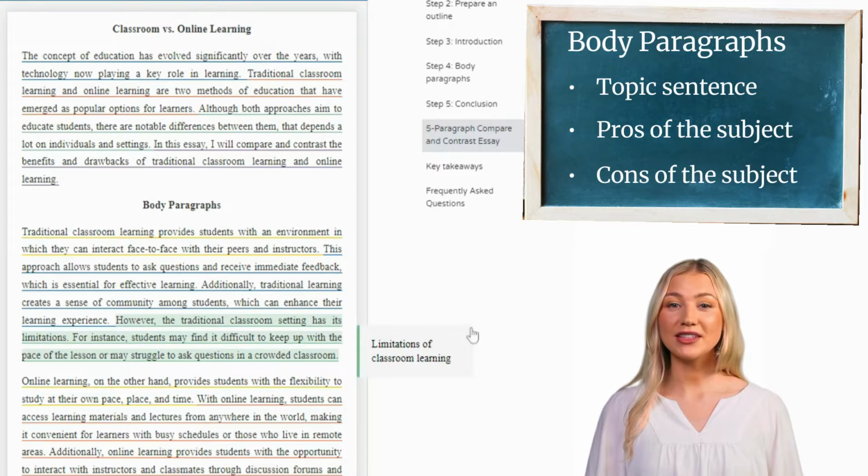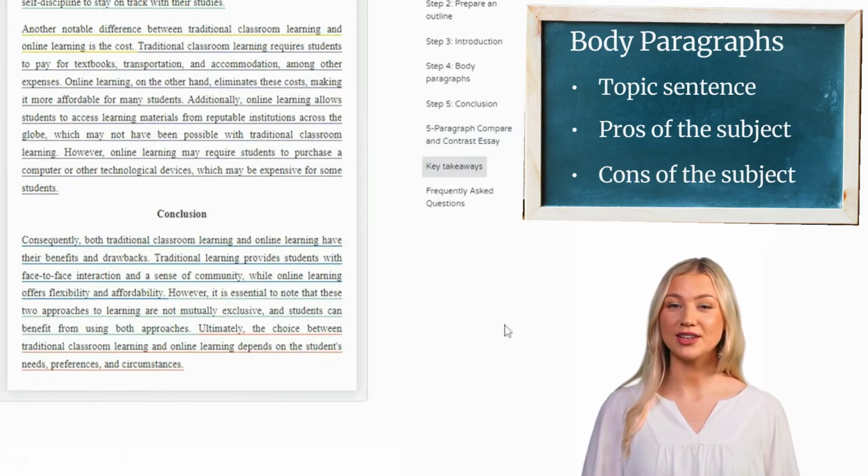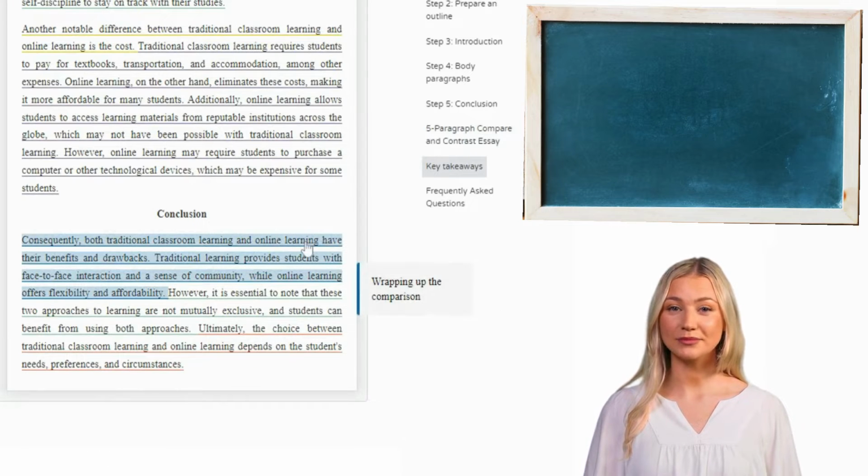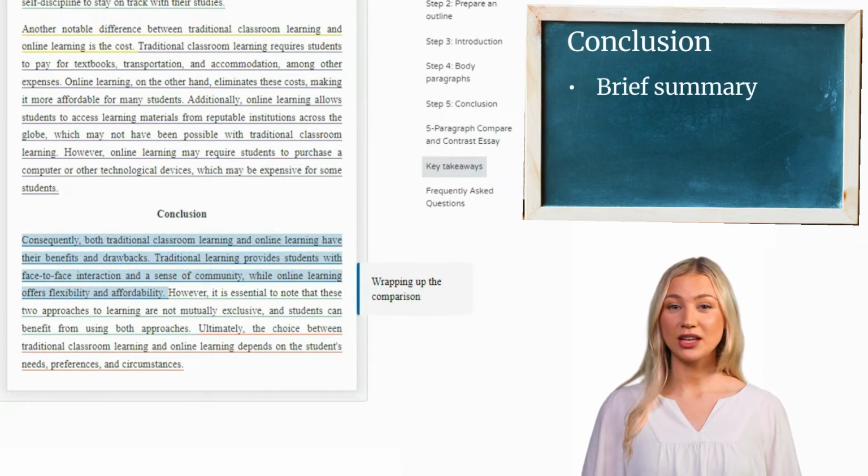The writer follows the same path for online learning. So let's jump to the conclusion. The conclusion starts with a brief summary of the comparison. Remember, you only need to highlight the main differences or similarities here, so don't go into detail.